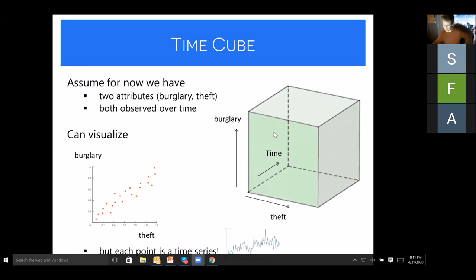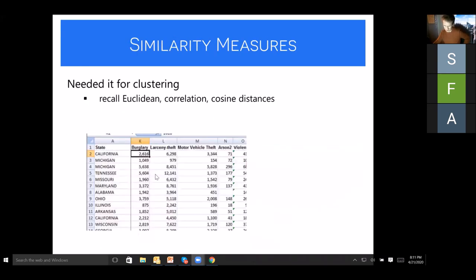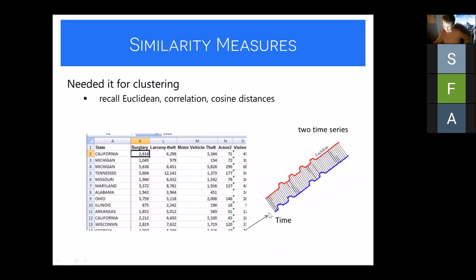So basically now you have this time cube. It comes down to this: these are the different states, the different crimes, and now essentially you have one point here, and this happens over time. This is like two time series, and you can compute the difference of these time series. For example, you can compute the different theft patterns over time for California and Arkansas and compare them.